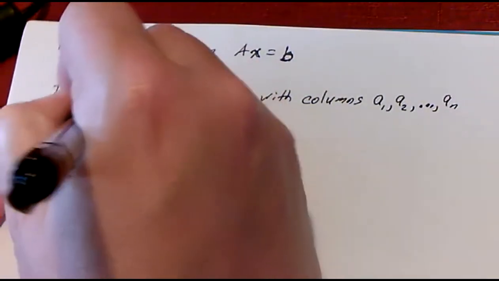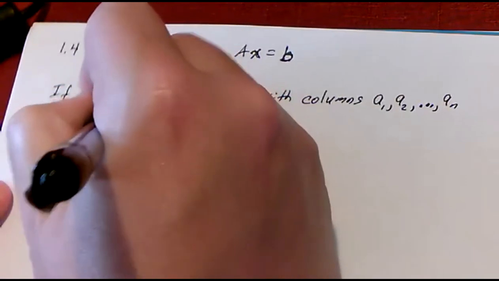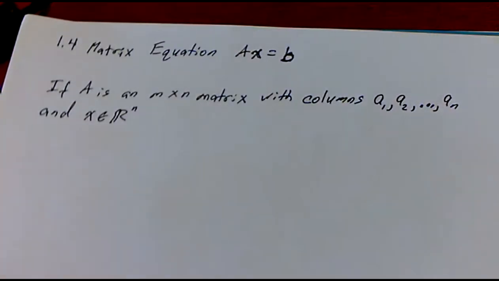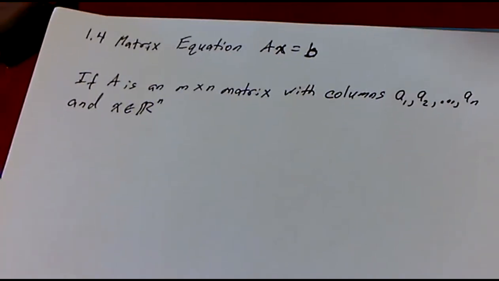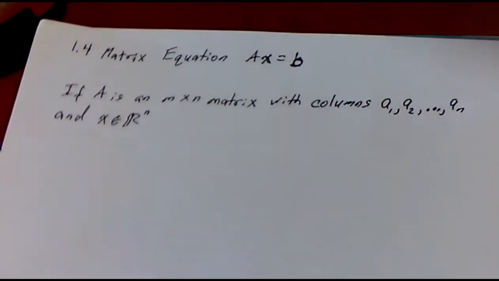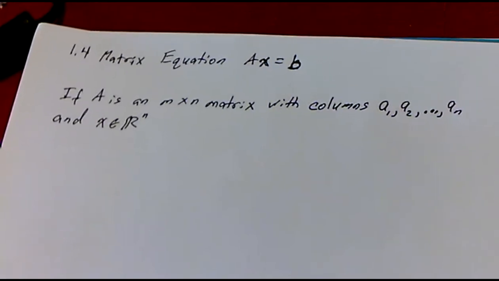And then X is a vector in Rn. So remember, however many coordinates your vector has corresponds to which space that vector is in. So Rn in this case.